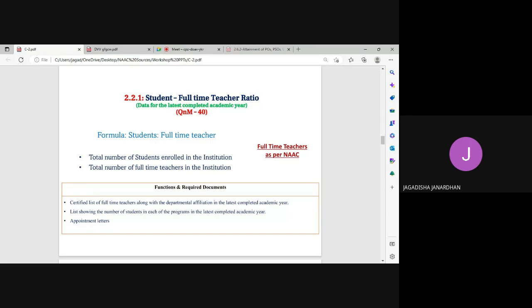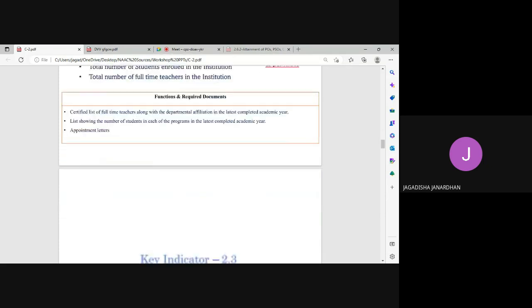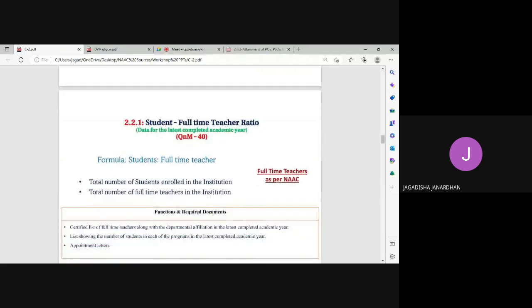So on this basis, we calculate the student full-time teacher ratio. As per UGC, the ideal ratio is 25:1. For every 25 students, a full-time teacher must be there. If you have that, you will easily score the 40 weightage. Less than that, the weightage will be very low. So the only question in key indicator 2.2 is the student full-time teacher ratio.